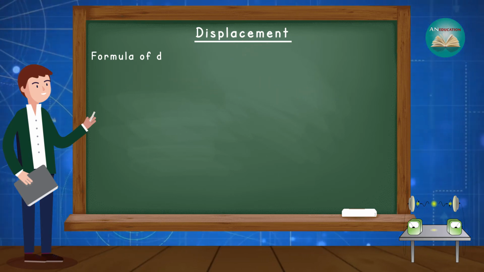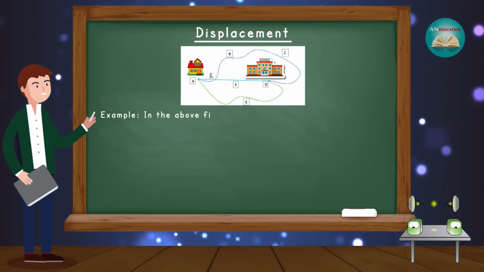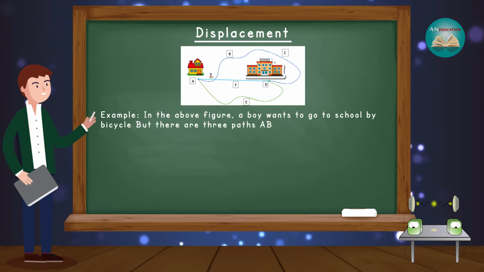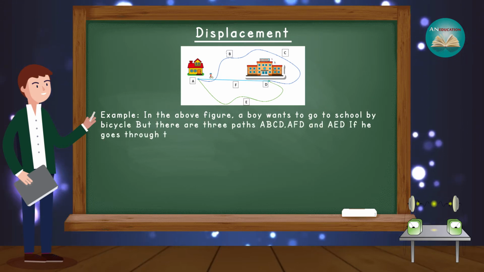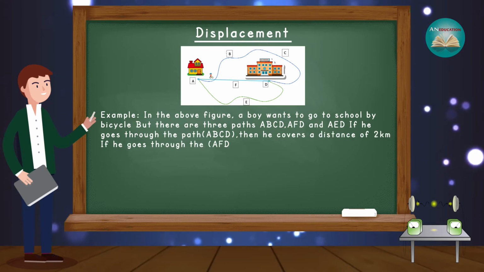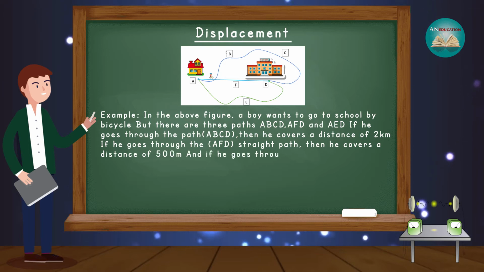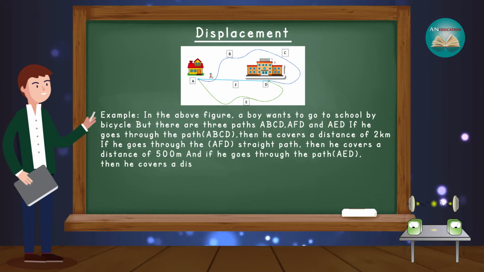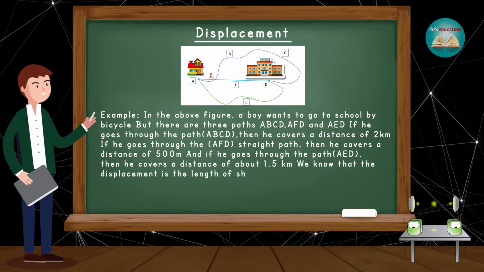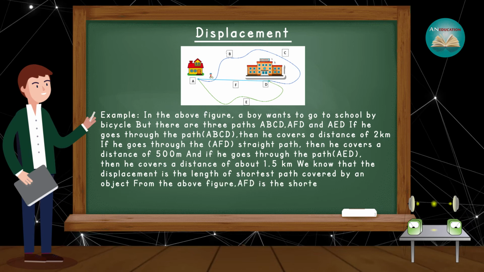After that, let's take an example for understanding displacement. In the above figure, a boy wants to go to school by bicycle. But there are 3 paths: ABCD, AFD and AED. If he goes through the path ABCD, then he covers a distance of 2 km. If he goes through AFD straight path, then he covers a distance of 500 meter. And if he goes through the path AED, then he covers a distance of about 1.5 km.